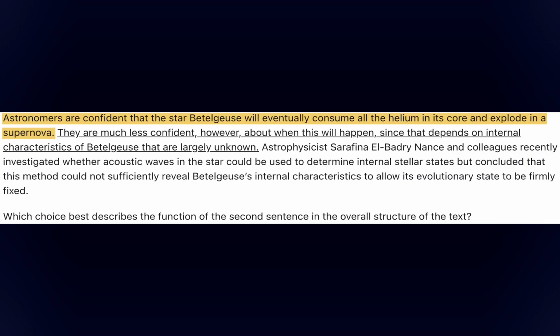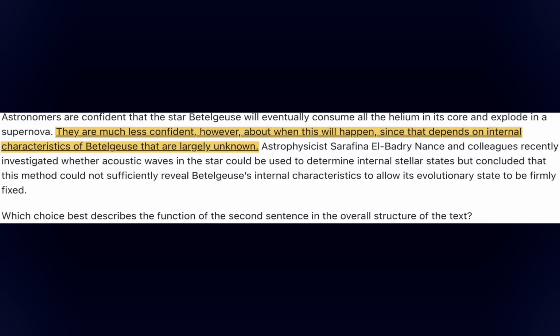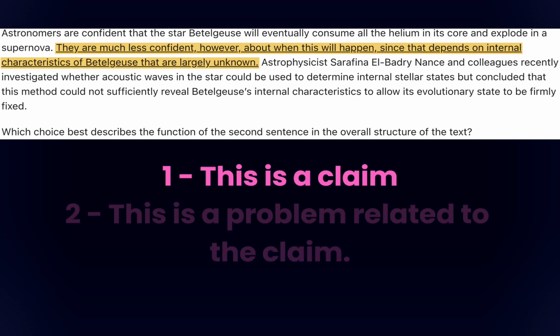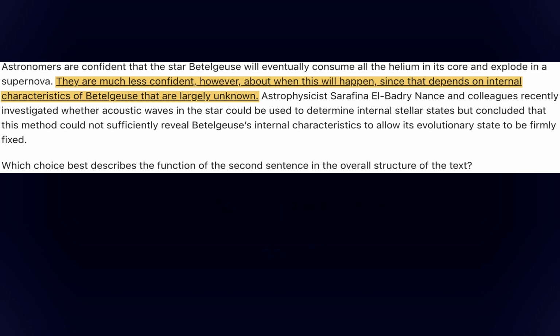So, astronomers are confident that the star Betelgeuse will eventually consume all the helium in its core and explode in a supernova. This is a claim. They're much less confident, however, about when this will happen, since that depends on internal characteristics of Betelgeuse that are largely unknown. This is a problem related to the claim.